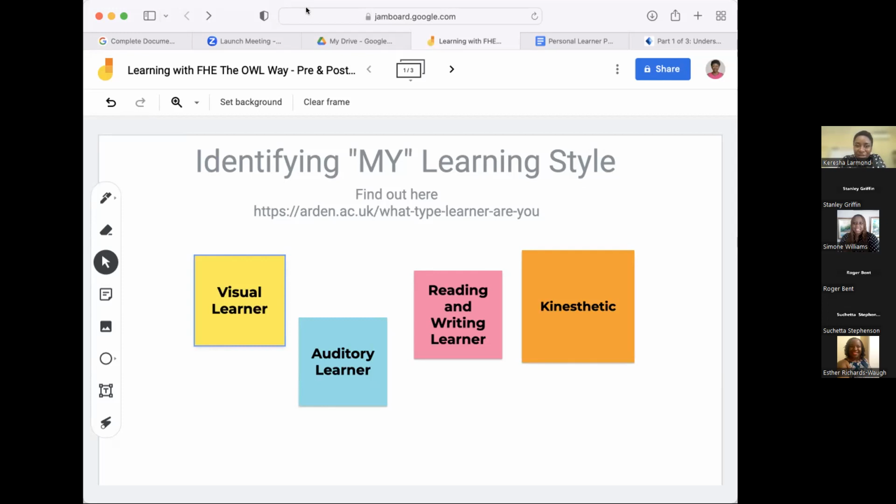What about Esther? Esther, would you like to share? Miss, can you hear me? Oh, yes, I'm hearing you now, Miss Patterson. It would be kinesthetic. Okay, tell me about yourself. First of all, do you agree with that? Does it speak to you? Are you that type of learner based on your personal assessment?